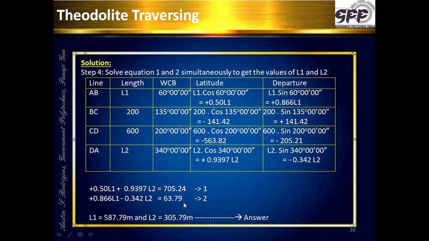This can be solved simultaneously, or we can write 0.5 L1 equal to everything else and get L1 equal to something, then substitute to get the value of L2, and substitute back to get the value of L1. It can be solved in any of these ways. L1 we have got as 587.79 meters, and L2 as 305.79 meters. We have found both the unknowns, and that's the way we find them. Okay, thank you.